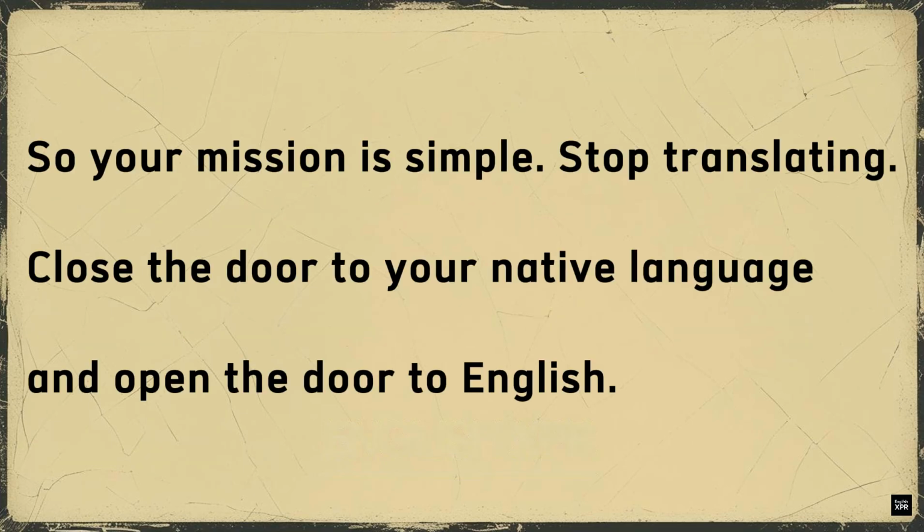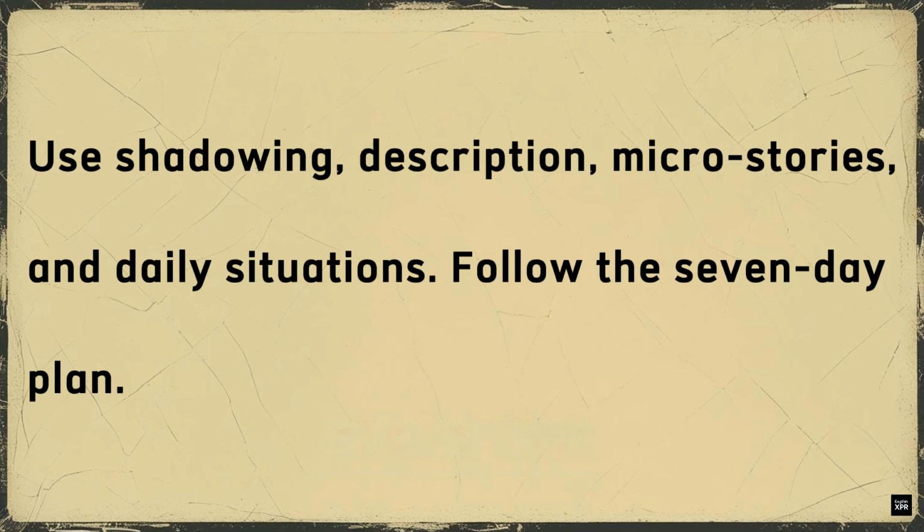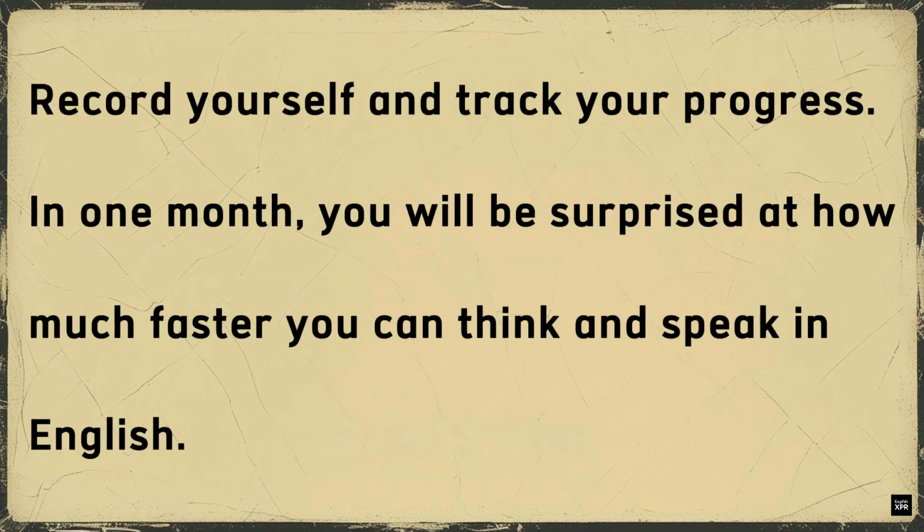So, your mission is simple. Stop translating. Close the door to your native language and open the door to English. Use shadowing, description, micro stories, and daily situations. Follow the 7-day plan. Record yourself and track your progress. In 1 month, you will be surprised at how much faster you can think and speak in English.